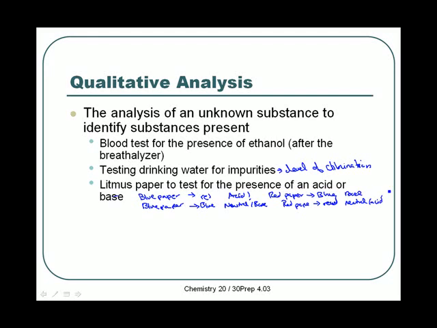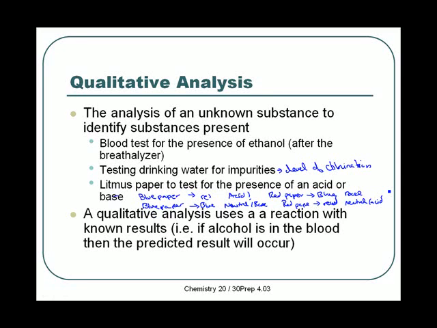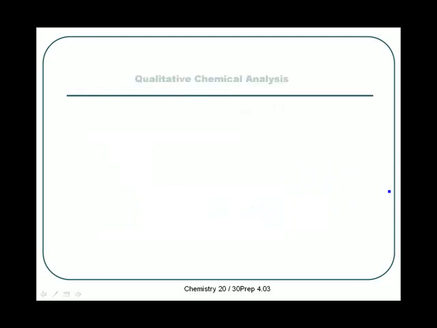And so by using a piece of blue and a piece of red, you can always tell the pH of a solution. You can tell if it's an acidic or a basic solution or a neutral solution. If you have one solution and you test both paper colors and neither of them change color, then you know you have a neutral solution. So a qualitative analysis is the idea of taking a reaction with known results and applying it to a situation. If the result occurs, then you know the substance was there. If no reaction occurs, then the substance is not there.